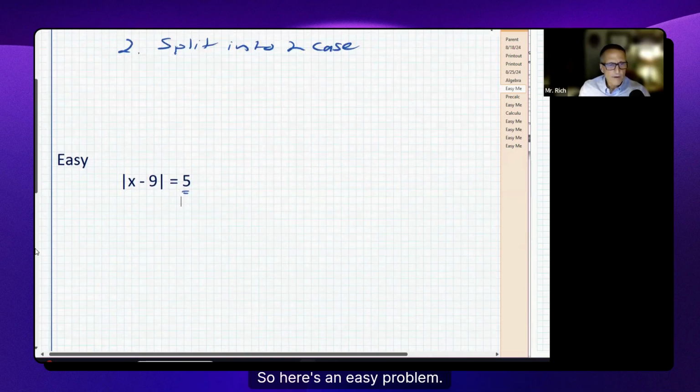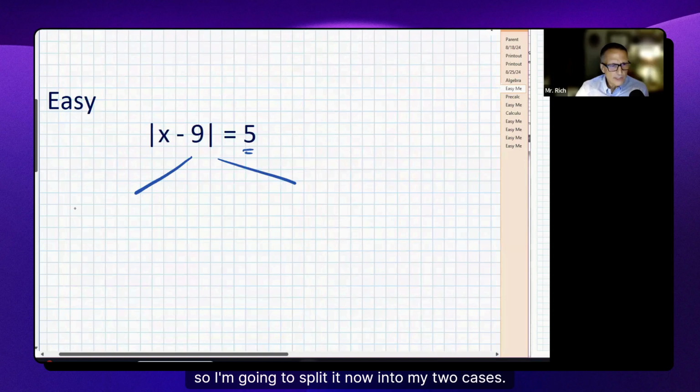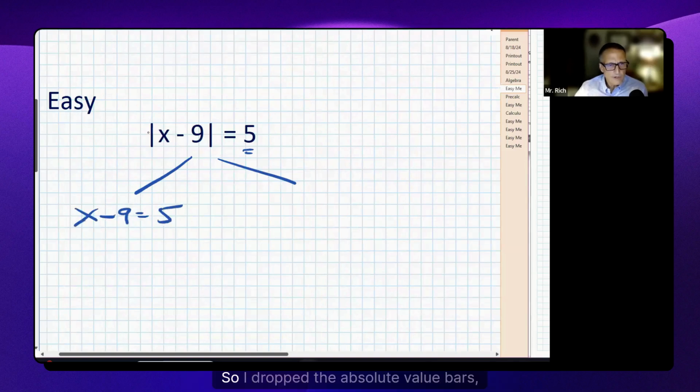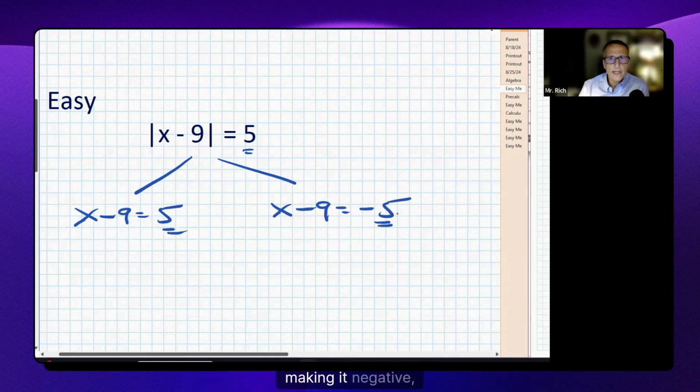So here's an easy problem. I'm trying to find the solutions to this equation. The absolute value portion is already isolated. So I'm going to split it now into my two cases. Here are the two cases. x minus 9 is 5. So I drop the absolute value bars, create that equation. The other case is going to be x minus 9 equals negative 5. So that's what I'm doing. I'm changing the sign, making it negative, and then I'm going to solve those two independently.